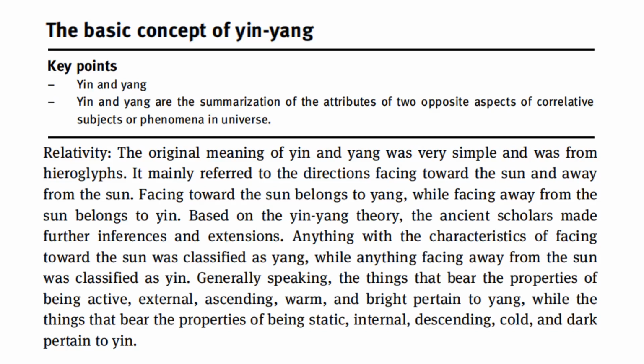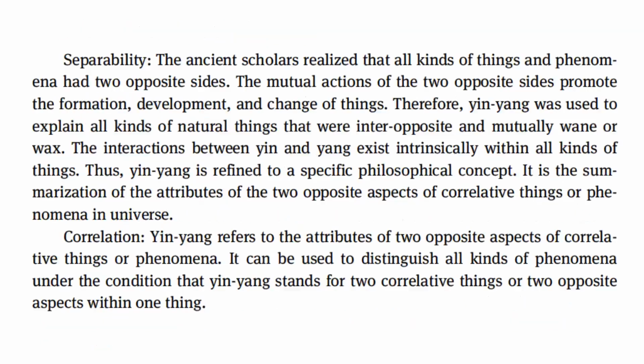Based on the yin-yang theory, the ancient scholars made further inferences and extensions. Anything with the characteristics of facing toward the sun was classified as yang, while anything facing away from the sun was classified as yin. Generally speaking, the things that bear the properties of being active, external, ascending, warm, and bright pertain to yang, while the things that bear the properties of being static, internal, descending, cold, and dark pertain to yin.